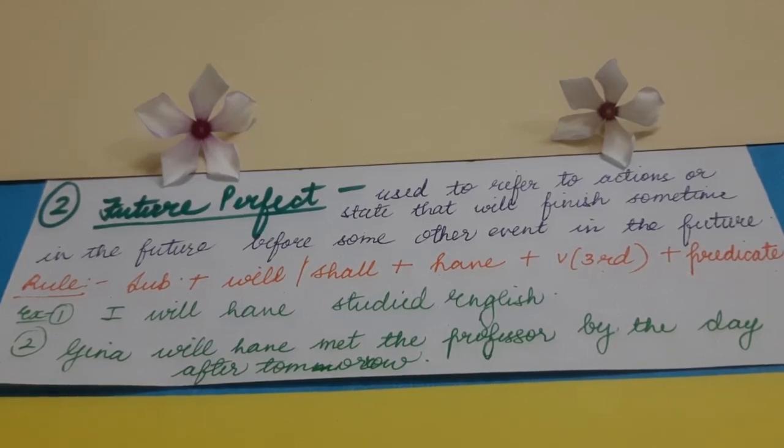Number 2, Gina will have met the professor by the day after tomorrow. The action will start in the future and it will end in the future, but before the start of another action. Maybe Gina will have to go to another city at that time, so she or someone else on her behalf will say that she will have met the professor by the day after tomorrow. So after that, she can go. So this is future perfect.